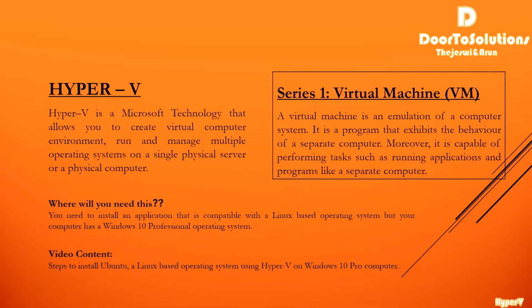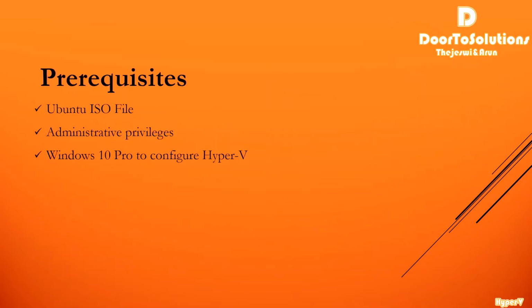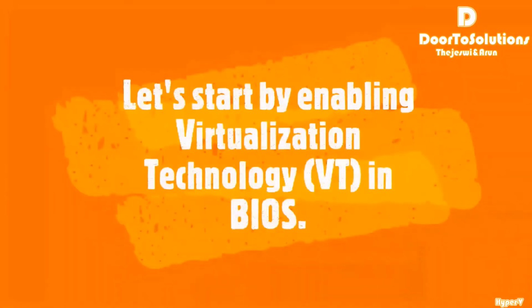Now let's install Ubuntu, a Linux-based operating system, using Hyper-V on Windows 10 Pro. Just take a note of the prerequisites. Let's start by enabling virtualization technology in BIOS.